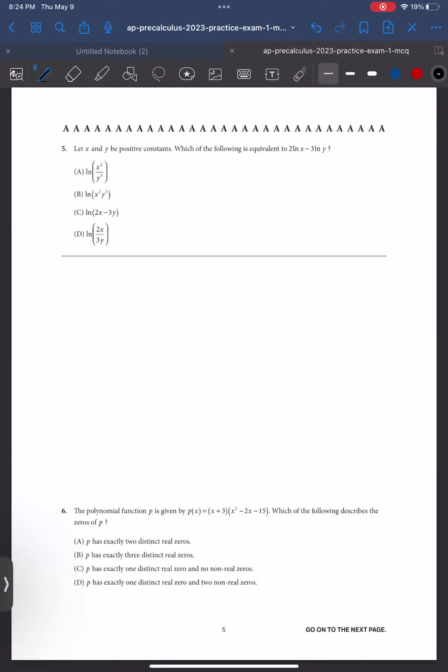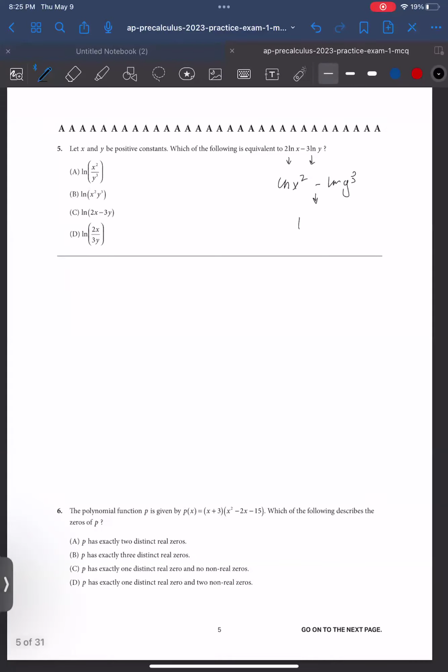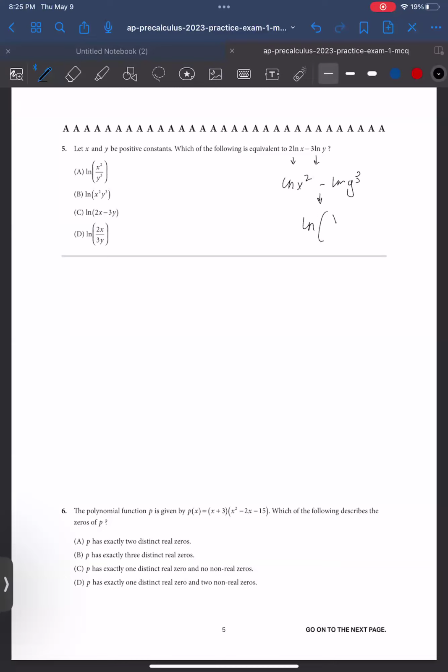All right, so first thing is, like Frank said, the power property. So I have ln of x squared minus ln y cubed. And then because it's subtraction, when you subtract with logarithm properties, you divide. It's the quotient. So x squared over y cubed. So my final answer is A.